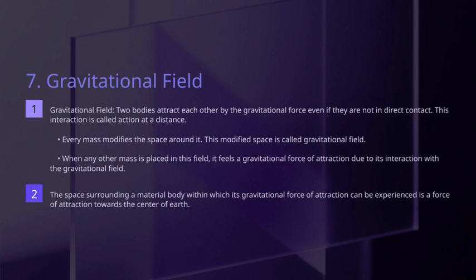Now, it's important to realize that every mass, no matter how small, actually modifies the space around it. This modified space is what we call a gravitational field. So, in essence, each object creates its own gravitational influence in the space surrounding it.